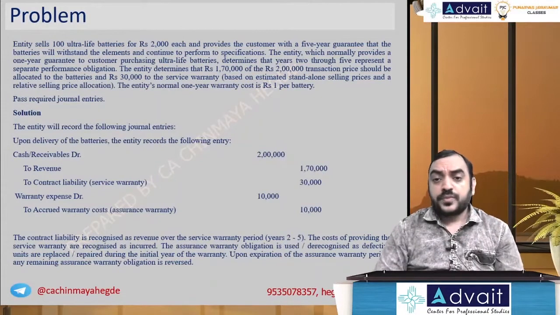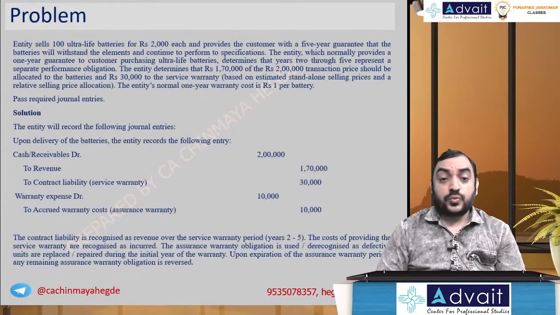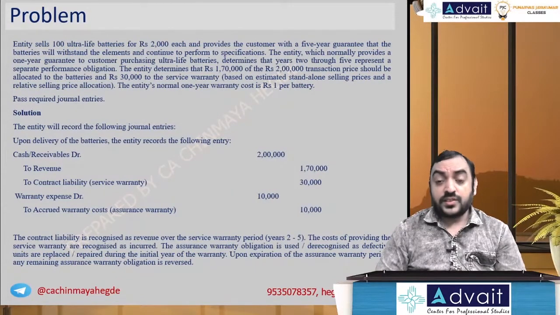The entity which normally provides a 1-year guarantee to customers purchasing ultra life batteries determines that years 2 through 5 represent a separate performance obligation.